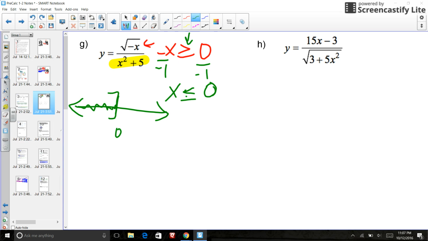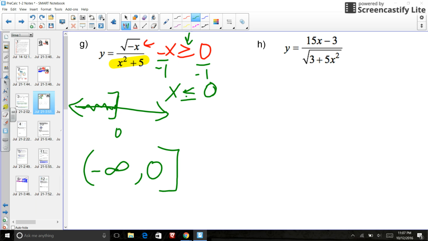So my domain restriction from the top said it has to be less than or equal to 0, because it was already a negative in there. So unbounded on the bottom, I go negative infinity to 0, and the 0 counts. The answer is yeah, it does.